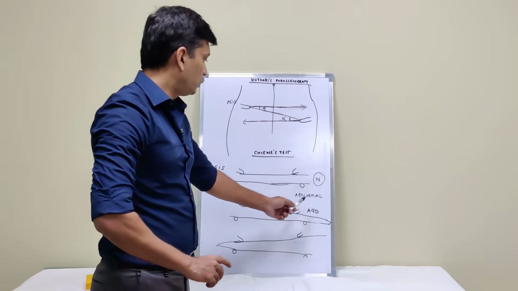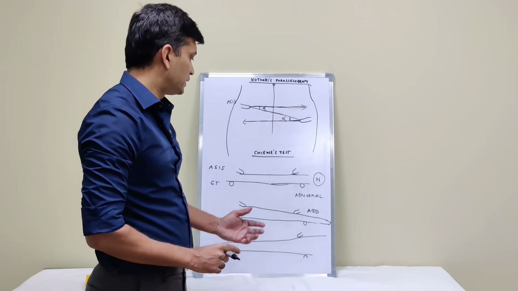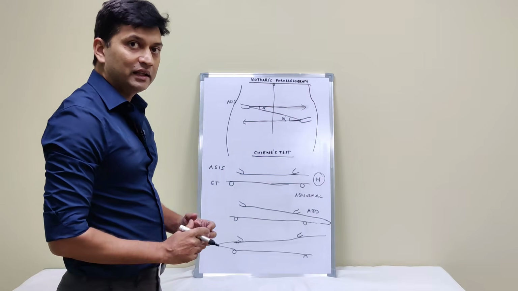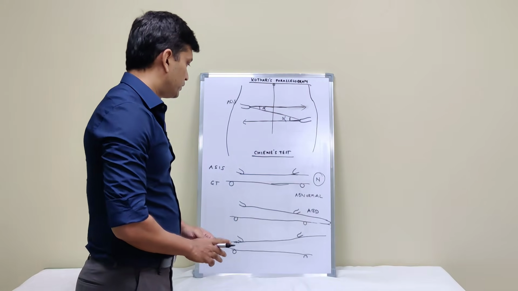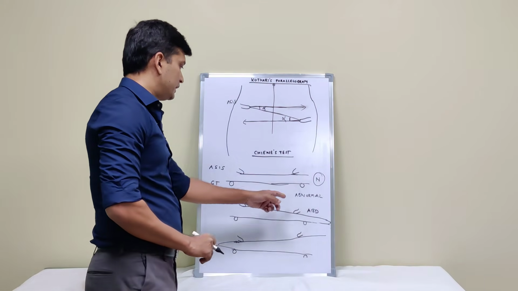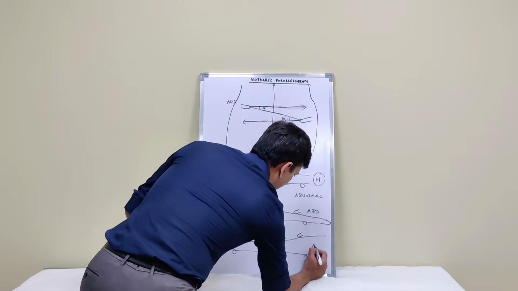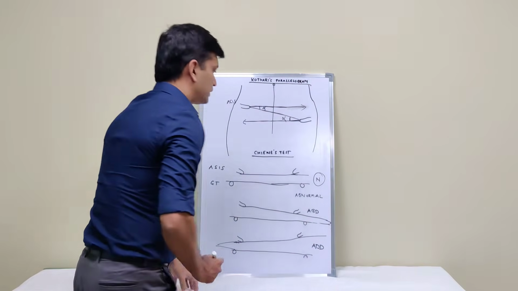So depending upon which side it is converging or diverging, you can easily tell which deformity it is. If it is converging on the abnormal side, this is abduction. If it is diverging, then it is adduction deformity. So now I hope you have understood abduction and adduction deformity.